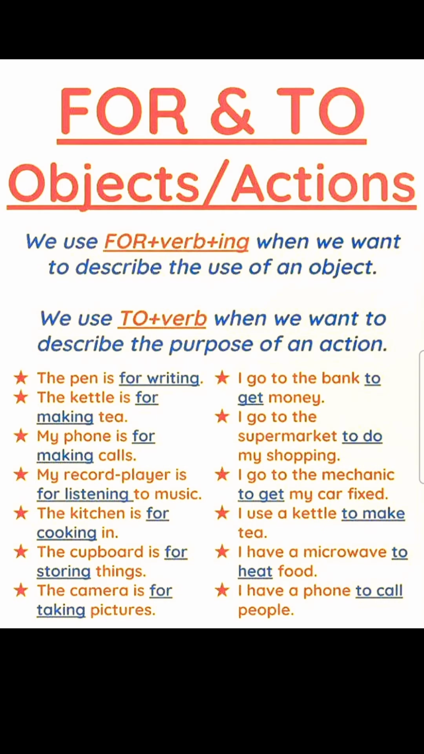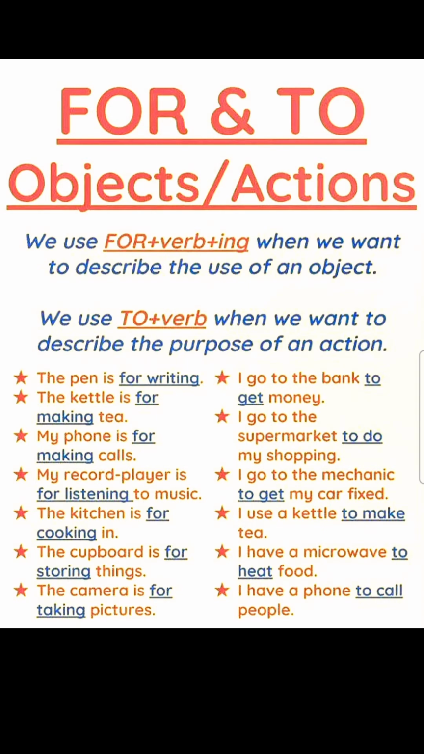I have a phone to call people. I have a phone for calling people, or I have a phone to call people. The purpose of the object over here is that I have a phone to call people. My object is used for a purpose. Therefore, you have to check whether the object is used for an action or for a purpose of an action. Then only it will be to plus the verb. Okay, otherwise if the verb is in ing form, you will use for. So like this, you will identify for and to.